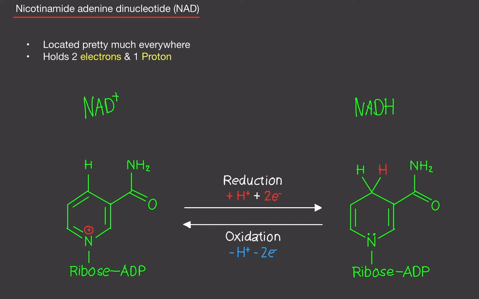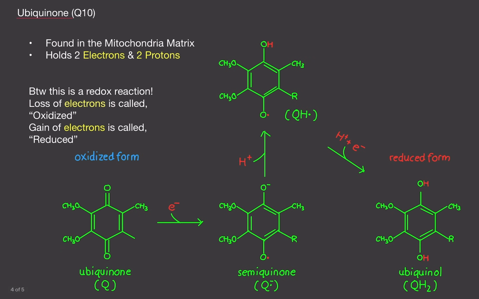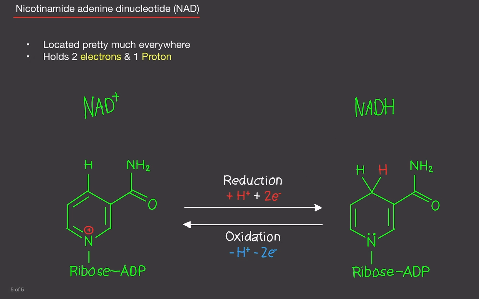Now let's do NAD, also known as nicotinamide adenine dinucleotide. Ugh, mouthful. Or just NAD, okay? It's located pretty much everywhere. Now, NAD is a little bit different. It holds two electrons and one proton. So unlike ubiquinone, which is two electrons and two protons, this is two electrons and one proton.